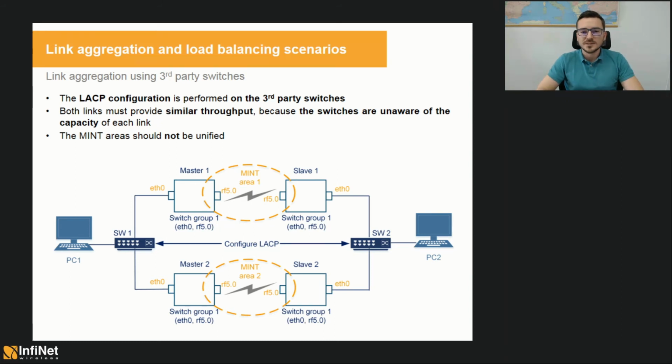Now the problem with this setup is that both links must provide similar throughput to ensure good operation. If the links are unbalanced, the switch will not take this into account when computing the traffic paths, and thus the overall performance can be heavily impacted. Most common switches implement load balancing only based on source or destination MAC or IP. The MINT areas should not be merged in this case. We will see in the next slide what happens if we merge them.